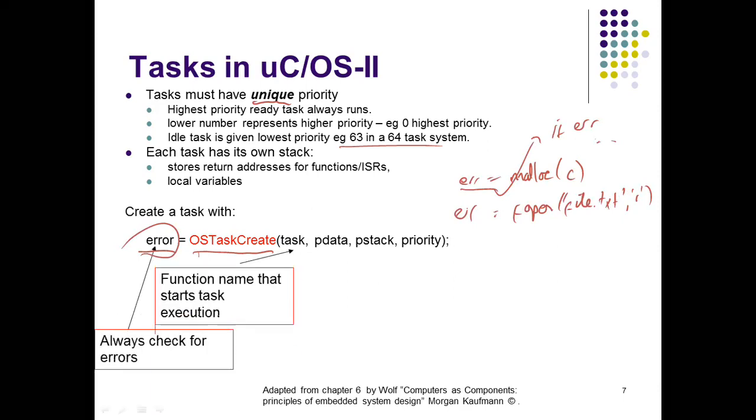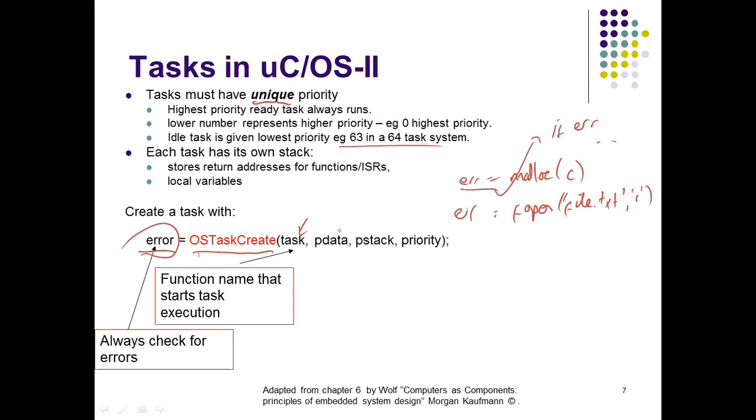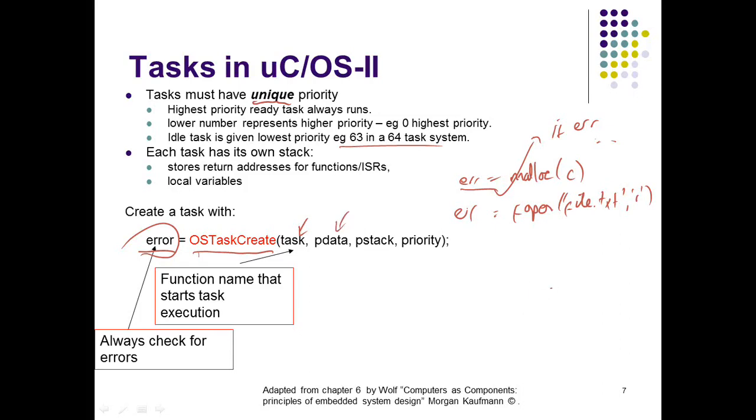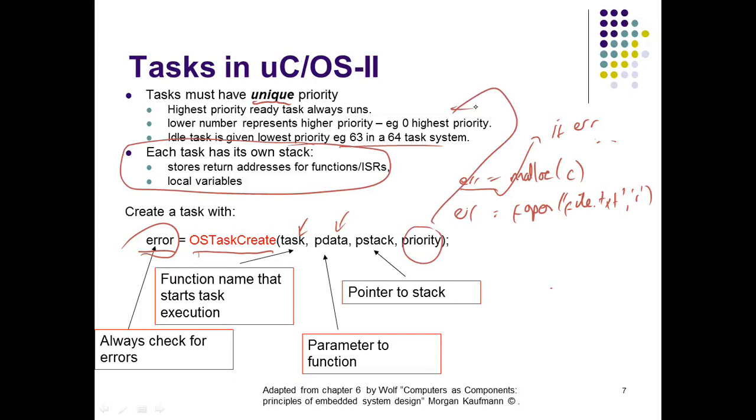In terms of other stuff, you have the name of the task as your first argument. Then you have any input data, so actually a pointer to any input data, which is then passed into your task. Every task has its own stack, which is what we've talked about here, and every task has its own priority, which we've talked about as well.